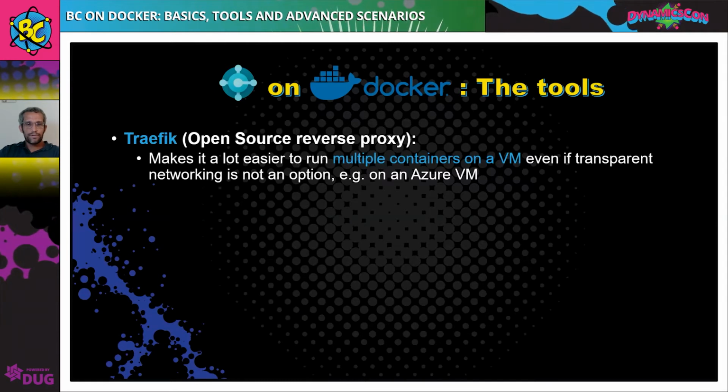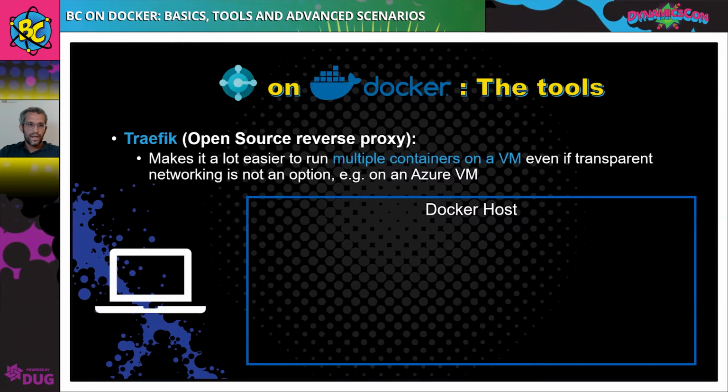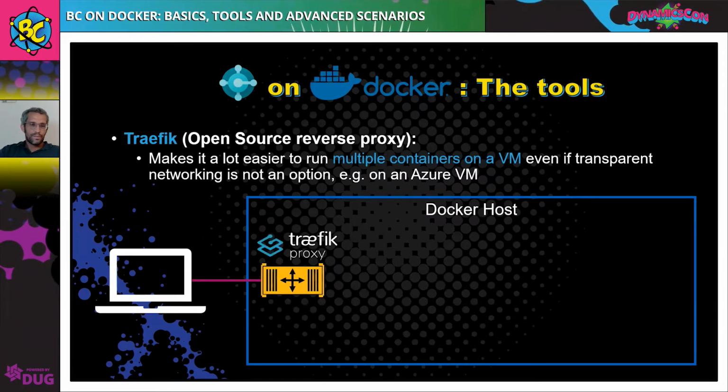The other tool that I want to briefly introduce is Traefik, because if you're running multiple containers on a VM, if you're using the standard Azure VMs that Microsoft is providing on a link that I'll share in a second as well, then Traefik will automatically be used. So I want to quickly introduce how that works. Traefik is a reverse proxy, and that means if you have a Docker host and a client somewhere else, you can put the Traefik proxy in between, and that helps to make the connections between the different machines.